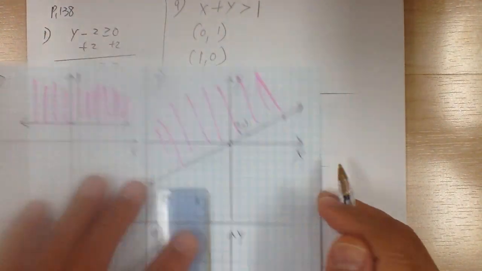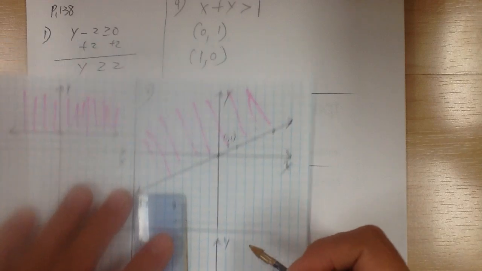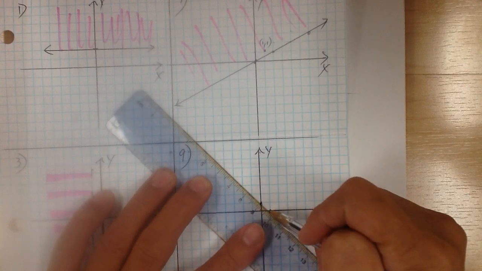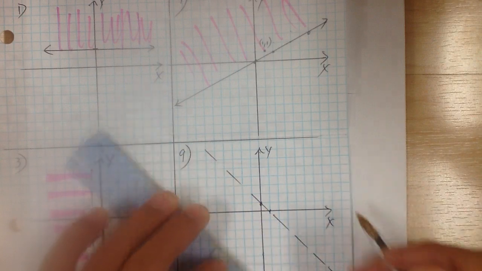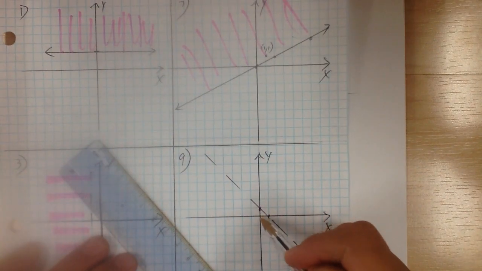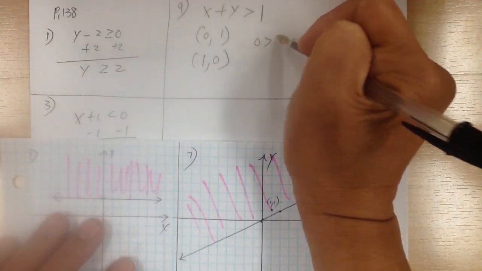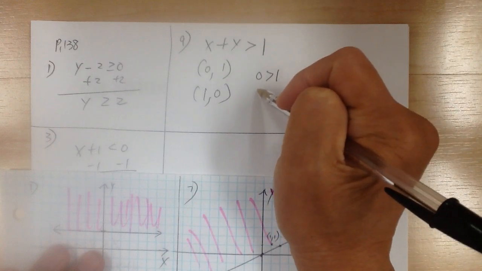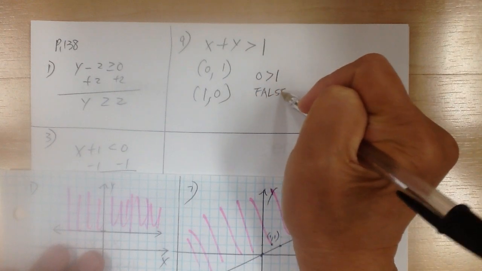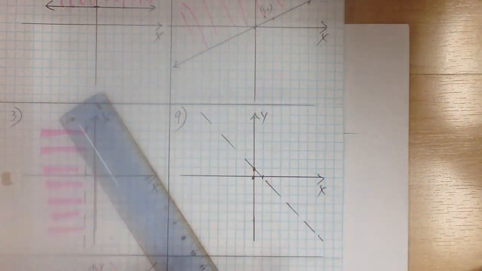Okay, so you got 0, 1. So 0, 1 is over here, and 1, 0 is over here. And then this is going to be a dashed line. Okay, and I'm going to choose 0, 0 as my testing point. So put 0, 0 in here. I'm going to get 0 is greater than 1. Okay, right? 0, 0 is greater than 1. So this is no good. This is false. Okay, so that means this point is false. That means this side is good.